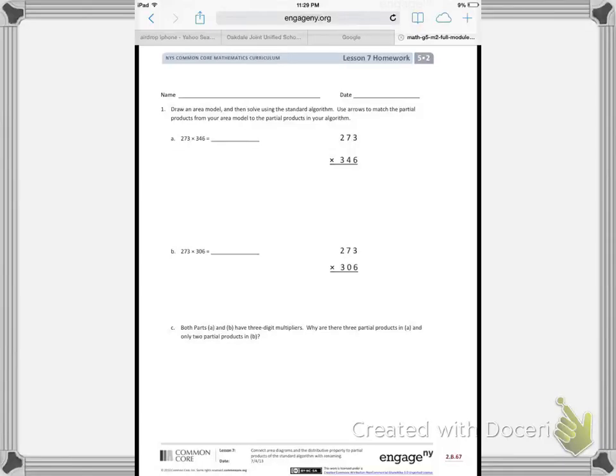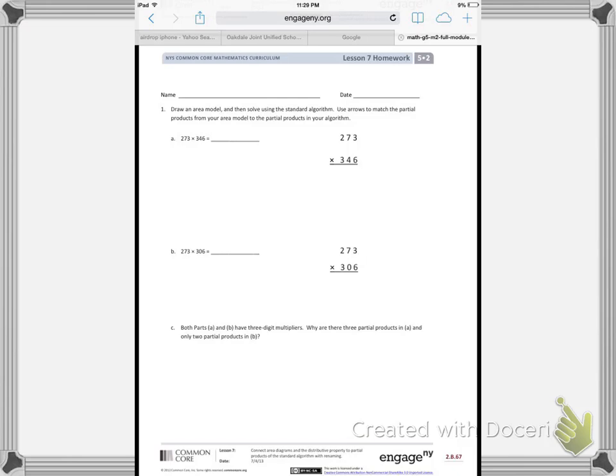On Lesson 7's homework, we're going to look at problem number 1. The directions state, draw an area model, and then solve using the standard algorithm. Use arrows to match the partial products from your area model to the partial products in your algorithm.